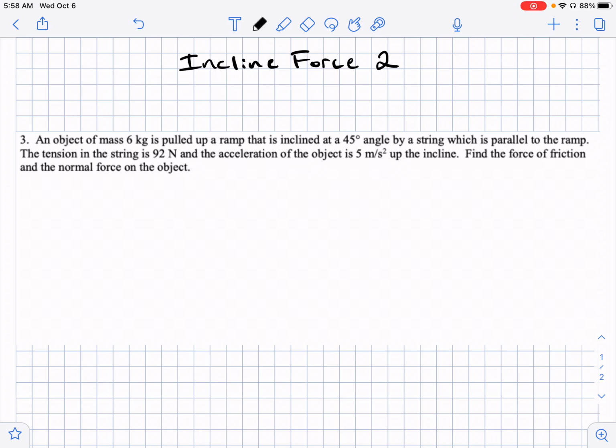Hey there, I'm going to work a couple examples from our incline force 2. And so I'm going to work number 3 and number 5.